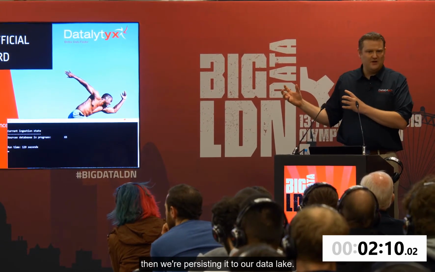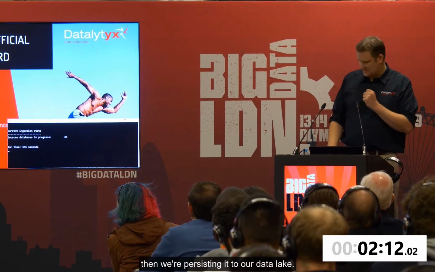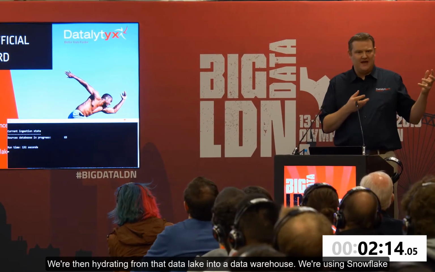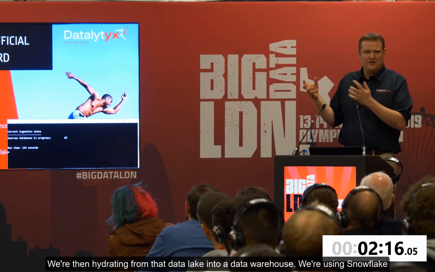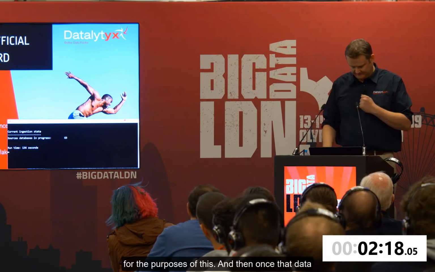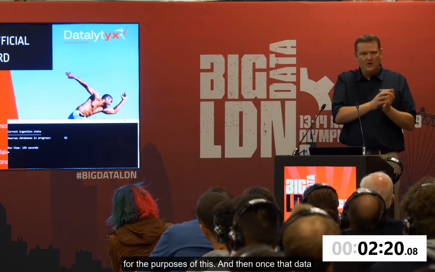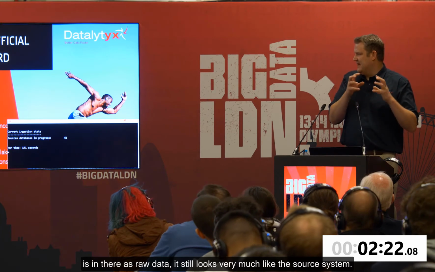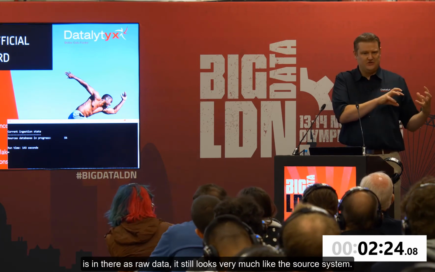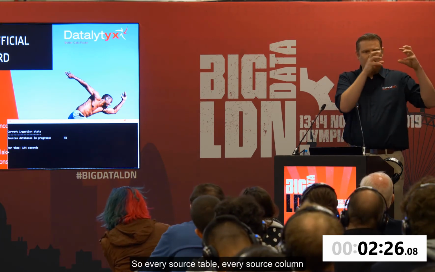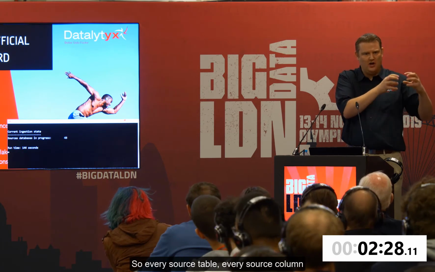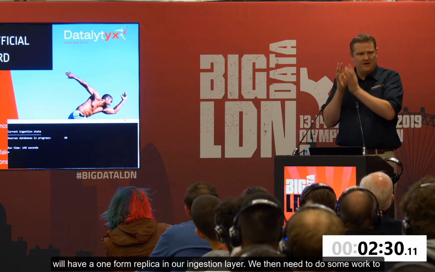Then we're persisting it to our data lake. We're then hydrating from that data lake into a data warehouse. We're using Snowflake for the purposes of this. And then once that data is in there and ingested as raw data, it still looks very much like the source systems. So every source table, every source column will have a one-for-one replica in our ingestion layer.